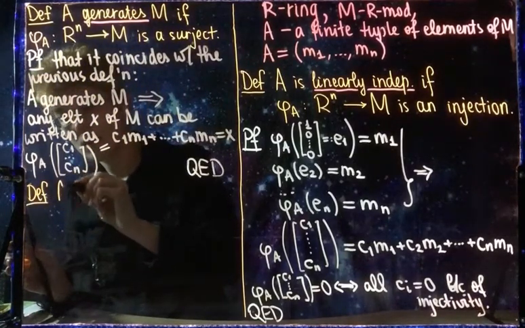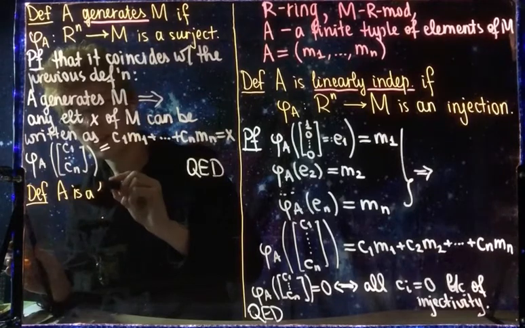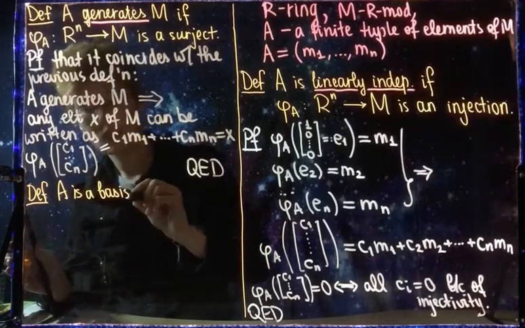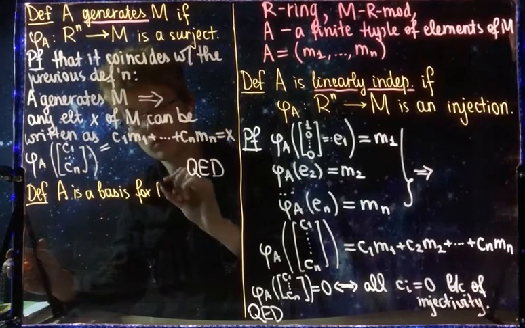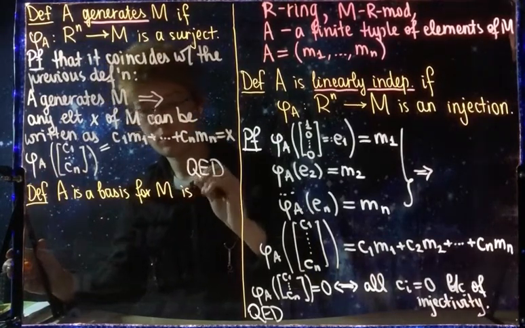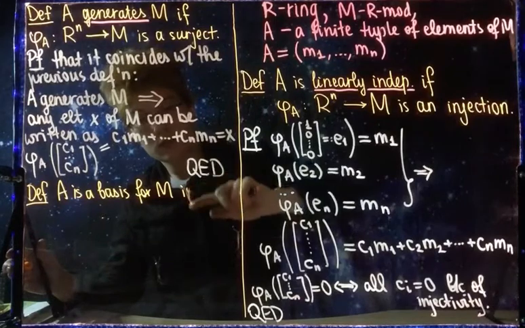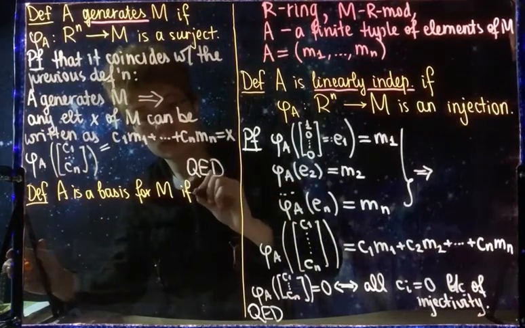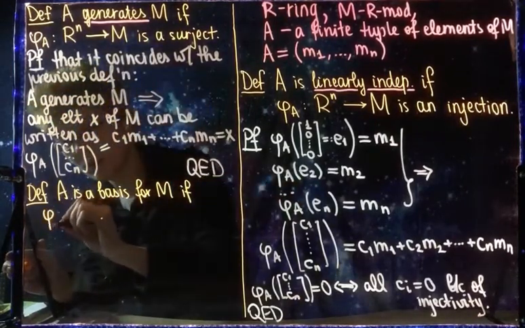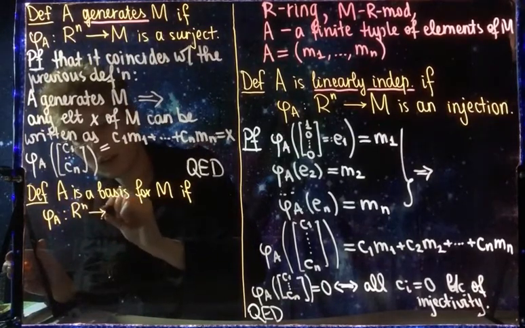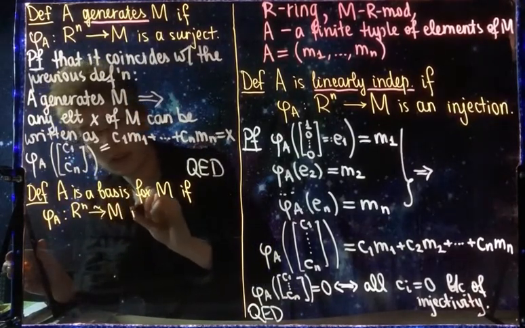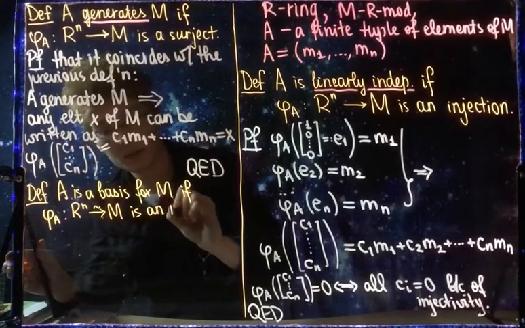And then A is a basis for M if the corresponding homomorphism phi A from R^n to M is an isomorphism.